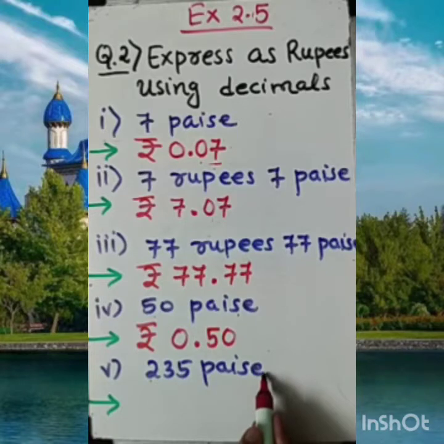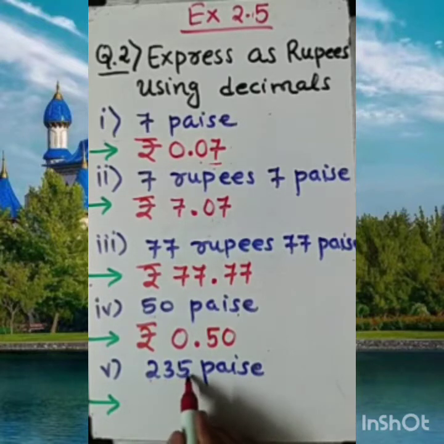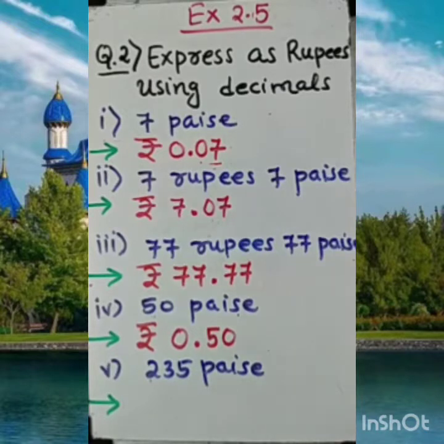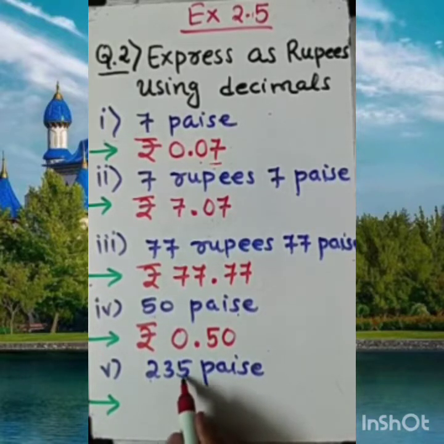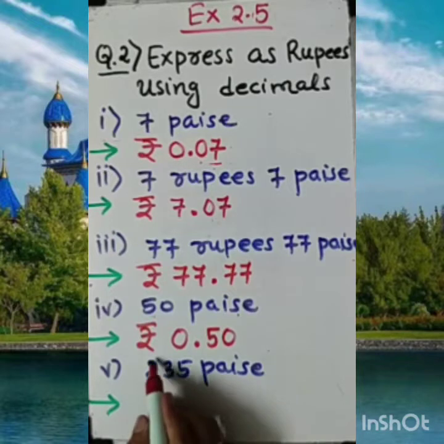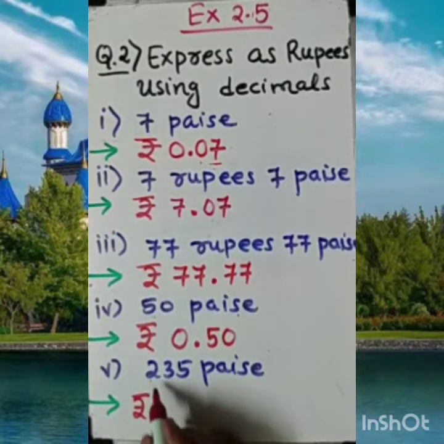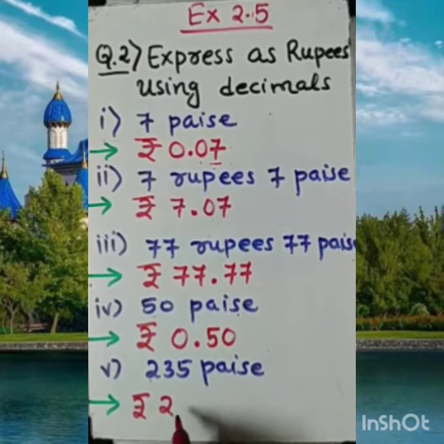235 paisa. It is in the 3 digit. Dear student, if we divide it by 100, why we are dividing it by 100? We know 1 rupee is equal to 100 paisa. So 35 will be considered as a paisa, and this part, that is the 100 place, it will be calculated as 2 rupees. So integer part 2, and this 35 will be considered as a paisa.